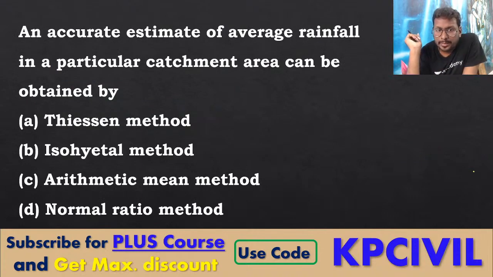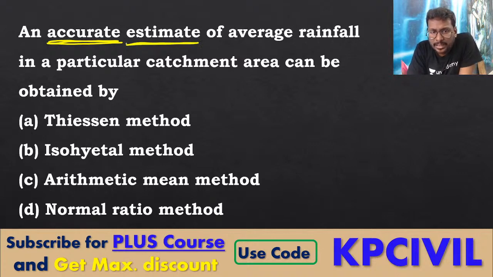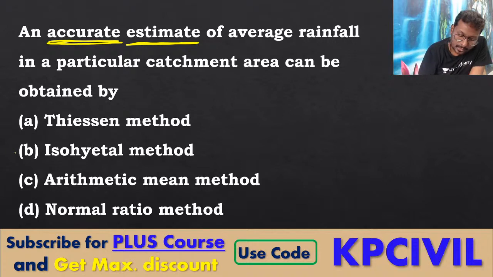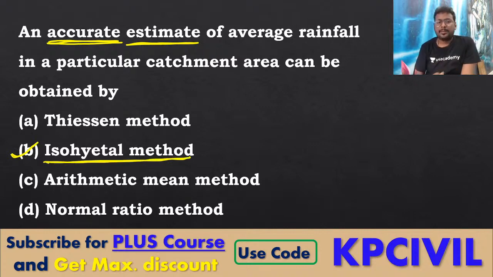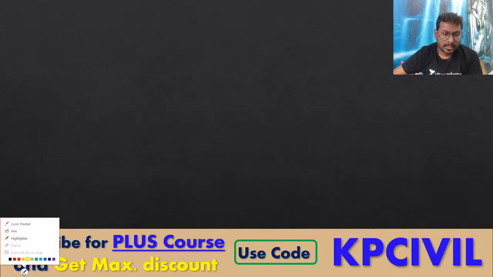An accurate estimate of average rainfall in a particular catchment area can be obtained by. This is very important, most repeated. We have different methods for average rainfall: Thiessen polygonal method, isohyetal method, arithmetic mean method. What is accurate? So, isohyetal method is taken as the most accurate. Okay, tomorrow we'll solve the remaining problems.